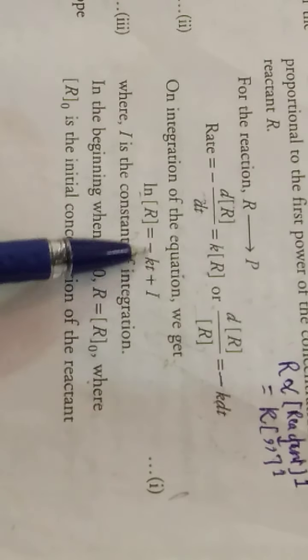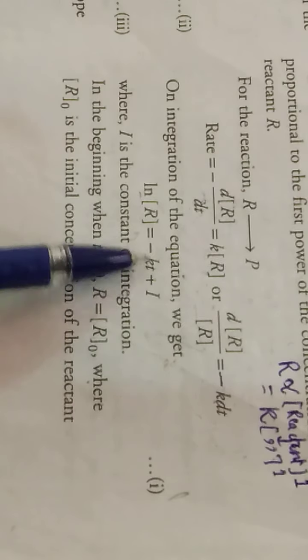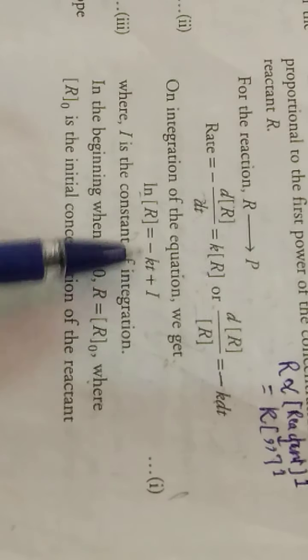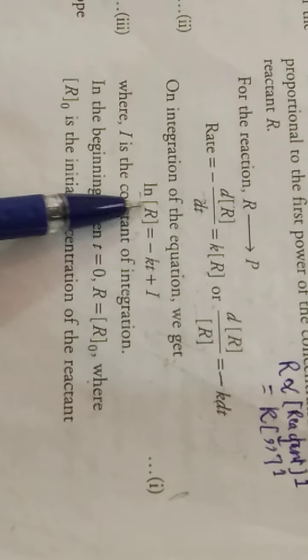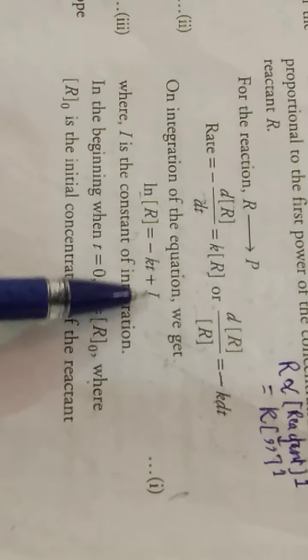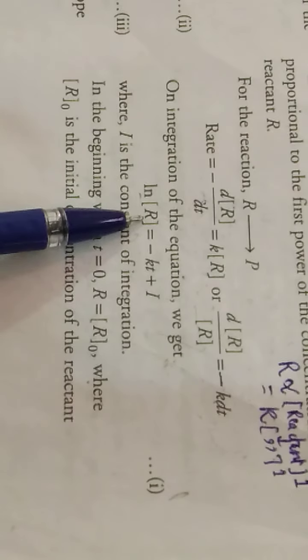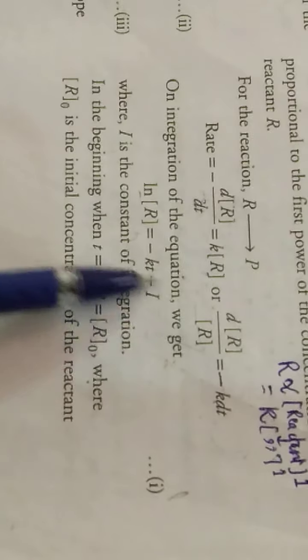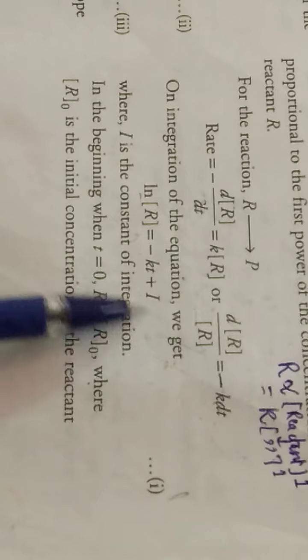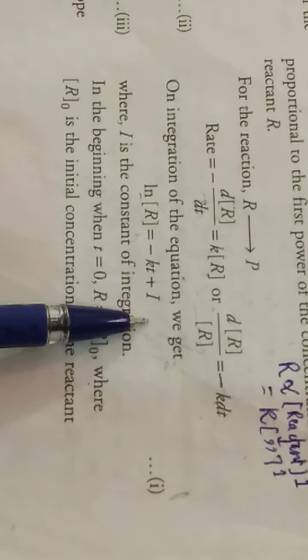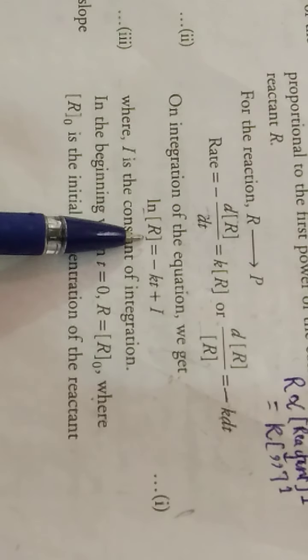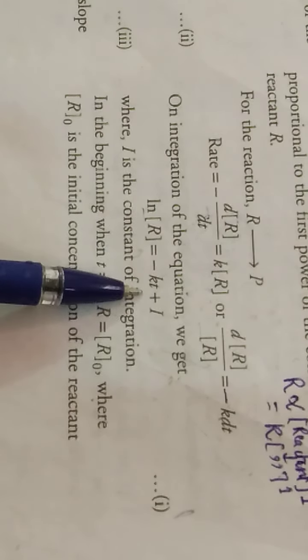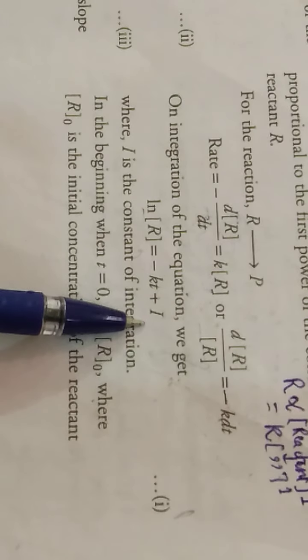So I am putting the value of [R]0, the initial concentration, at time equal to 0. What do we get, children? -K times 0 becomes 0, so it is equal to I. This will be natural log of [R]0 = I. Now I is equal to ln [R]0. So we put the value of I equal to ln [R]0 in this equation. It will be ln [R] = -Kt + ln [R]0.